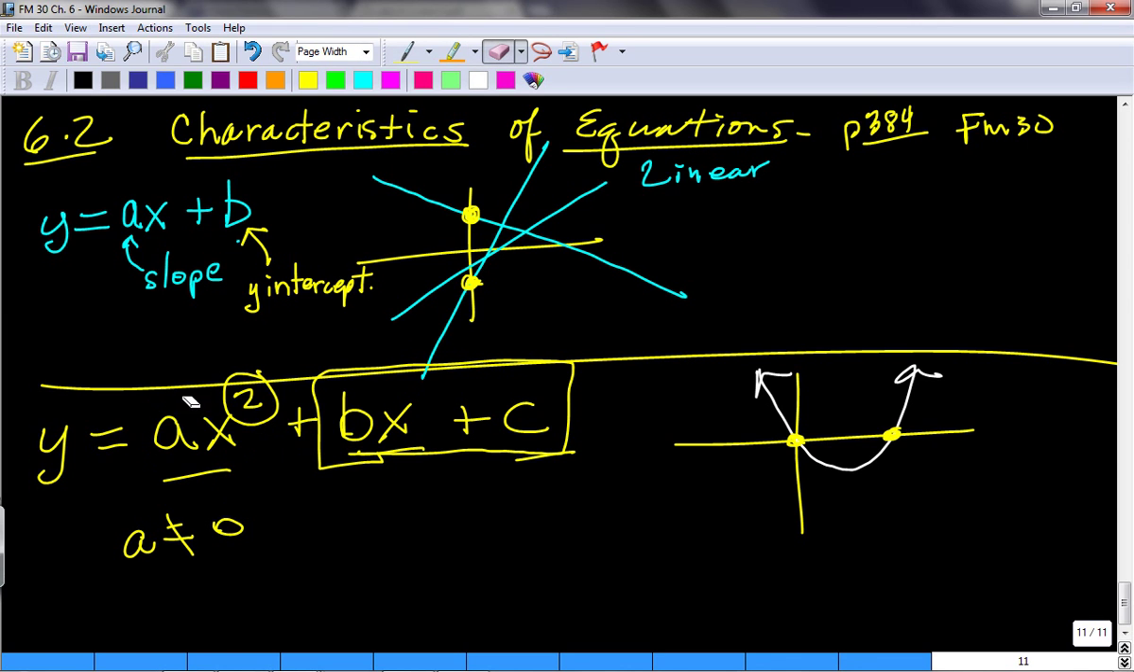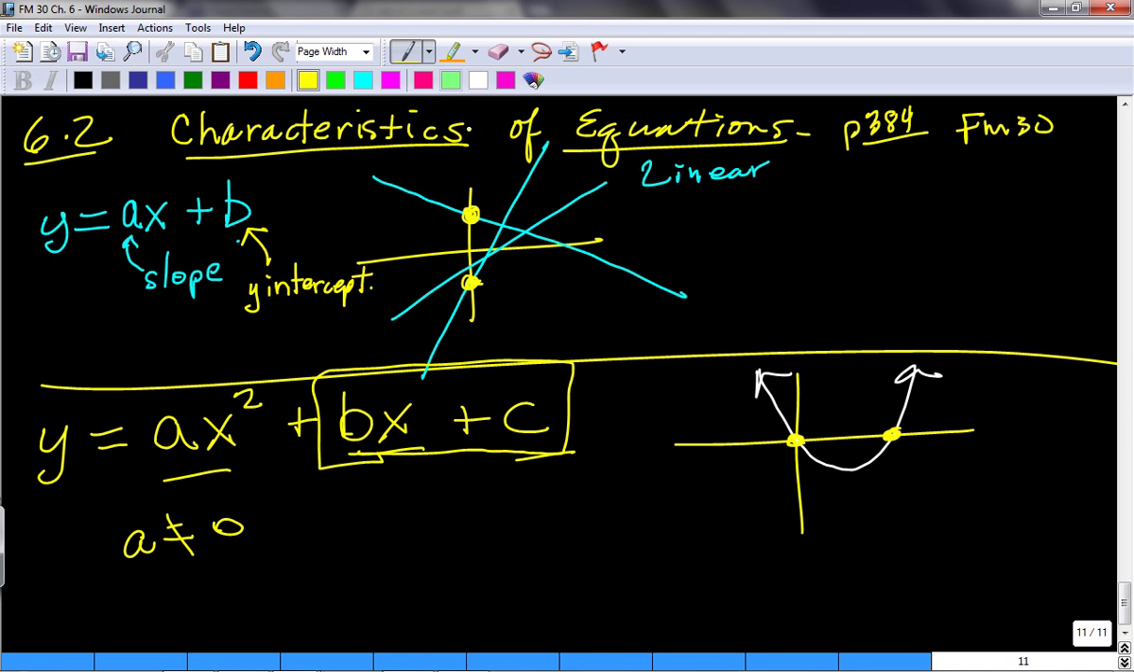That's the only thing. B could be 0, or C could be 0, as long as A isn't 0, because we have to have that x squared in order for it to be a quadratic. Okay? And we'll explore this more as we go along.